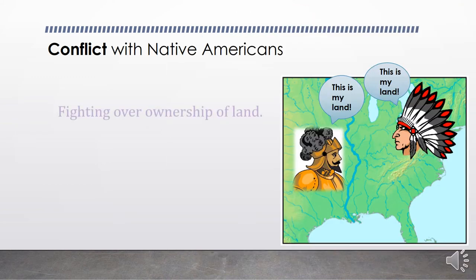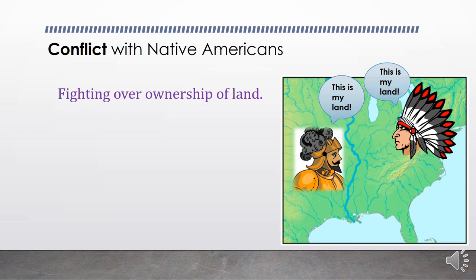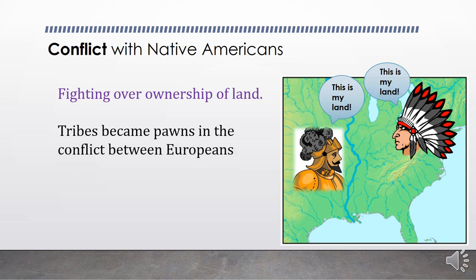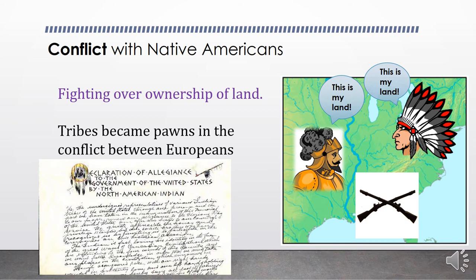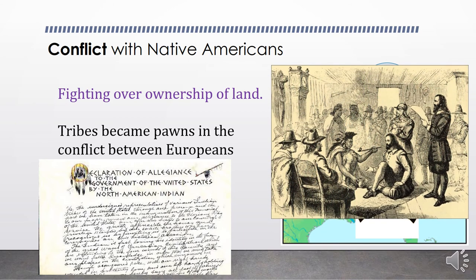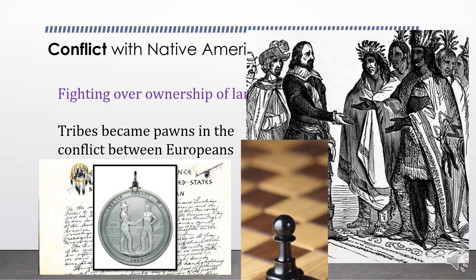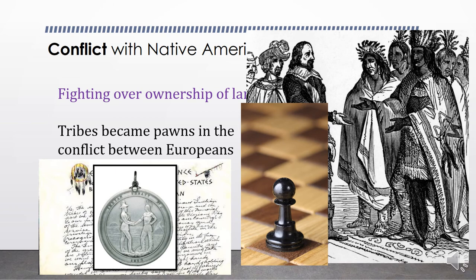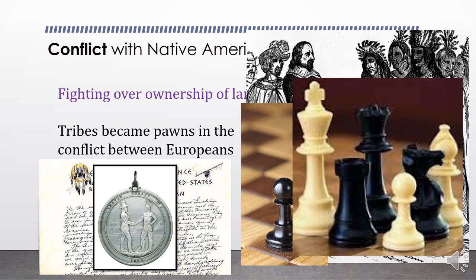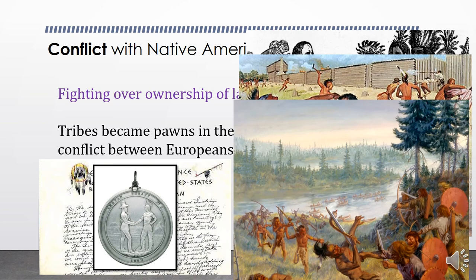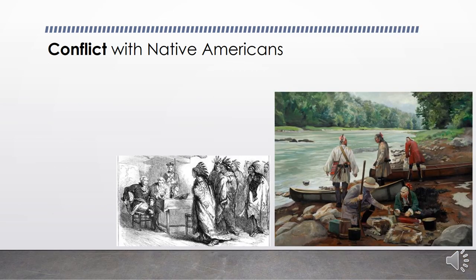and established the land. So the conflict with the Native Americans was over ownership of the land, and you can see the Native American saying, "This is my land," and you see the explorer saying, "No, this is my land." Tribes became pawns in the conflict between Europeans, and we see peace treaties were worth nothing despite their promises, despite medallions that were given by the government. A pawn is the weakest piece in the game of chess, and it can be overcome by any of the superior other pieces in the game. You just see the conflict continues.